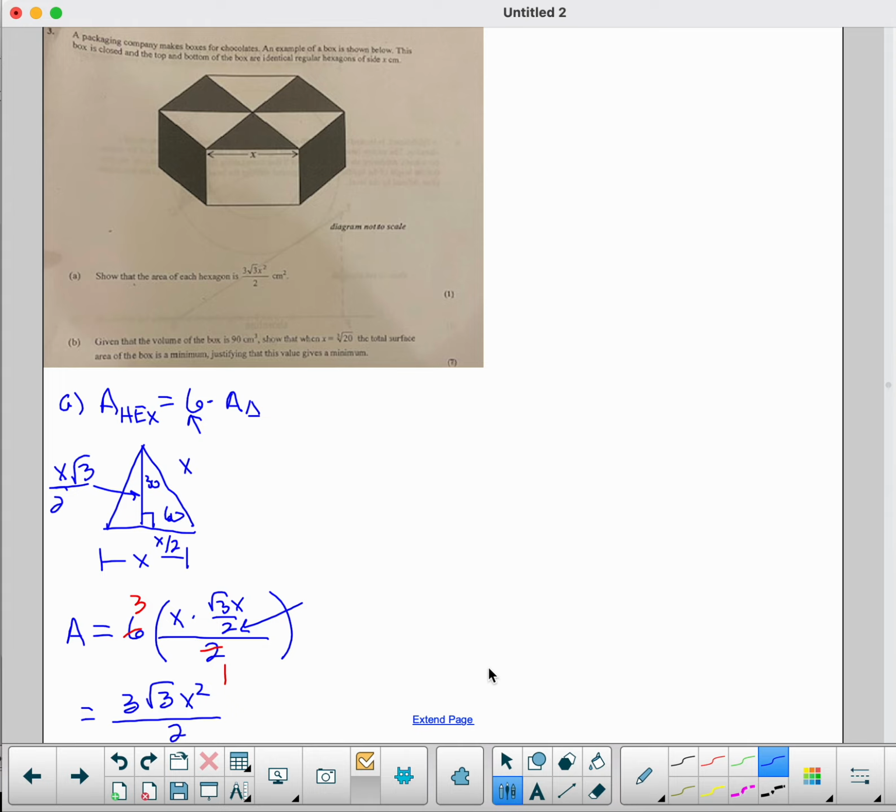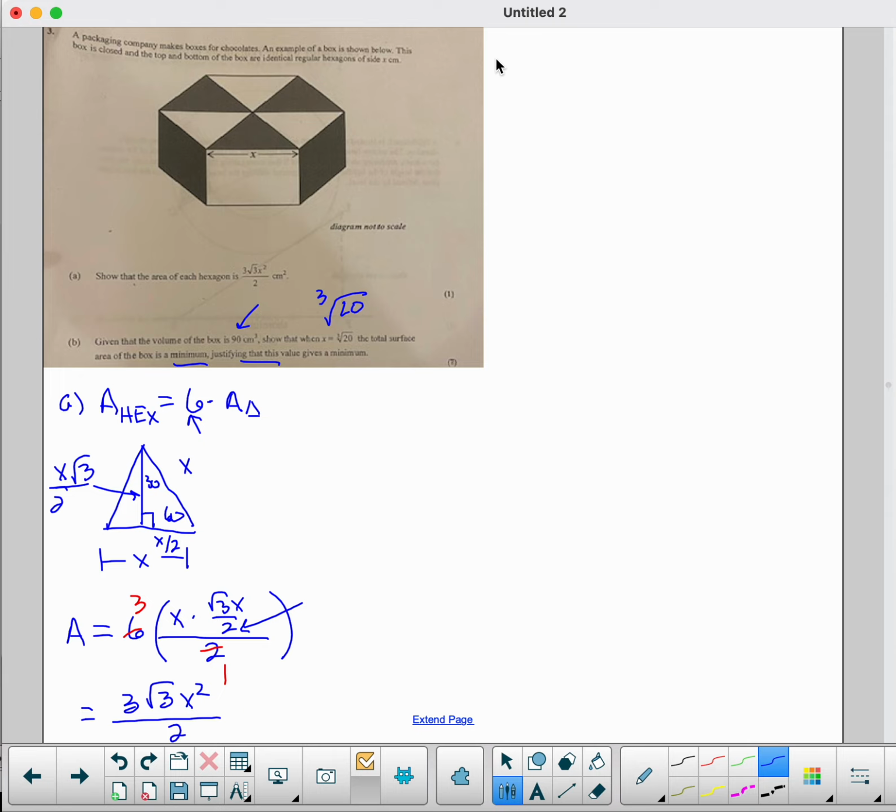So we have satisfied part A. Okay. Now, given that the volume of the box is 90 cubic centimeters, show that when x equals cube root 20, the total surface area of the box is a minimum, justifying that conclusion.